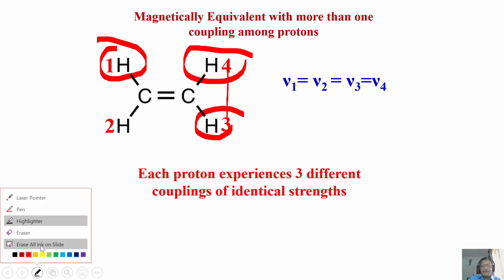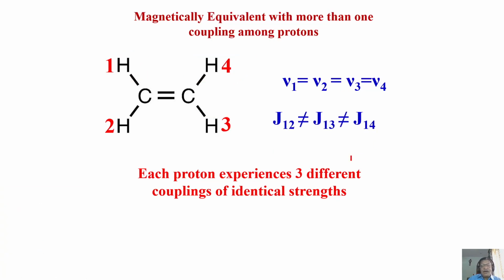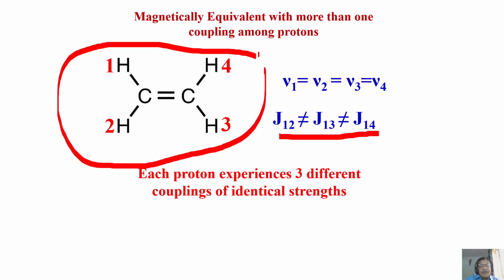So as a consequence, J12 is not equal to J13, which is not equal to J14. Again, this is a classic example of magnetically equivalent spins with multiple couplings of identical strength. But there is one interesting thing you must observe here. All these are chemically equivalent spins. In these chemically equivalent spins, J coupling is not going to be observed. I'll tell you more when we go ahead. In the chemically equivalent case, J couplings are not reflected in the spectrum.